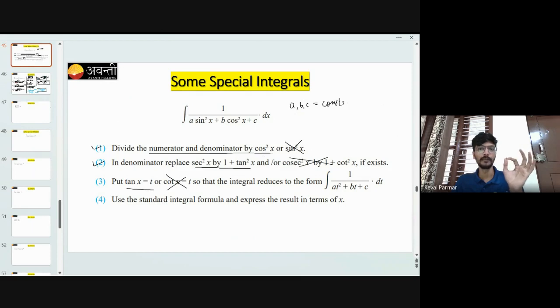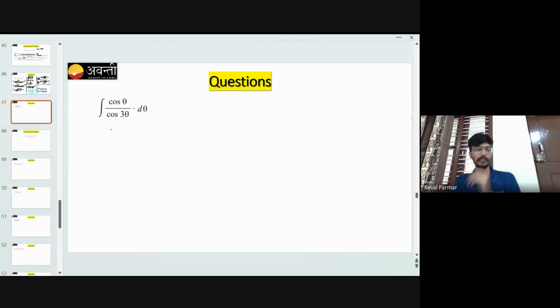Divide numerator and denominator by cos square x. Then in the denominator, write sec square x as 1 plus tan square x. And the third step was put tan x equal to t. So let's use this here. But here it is not directly in this format, right? So we can use the formula of cos 3 theta.